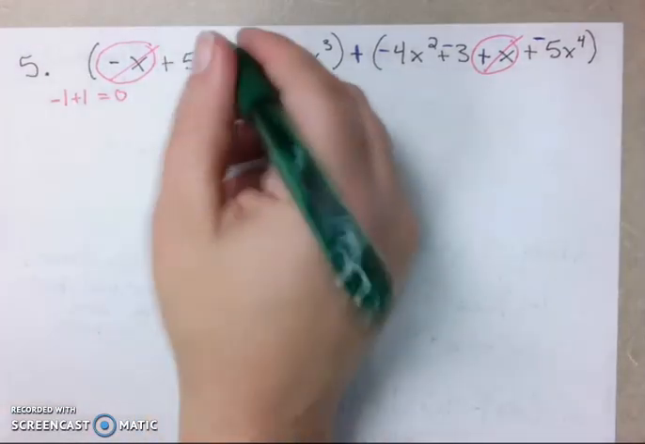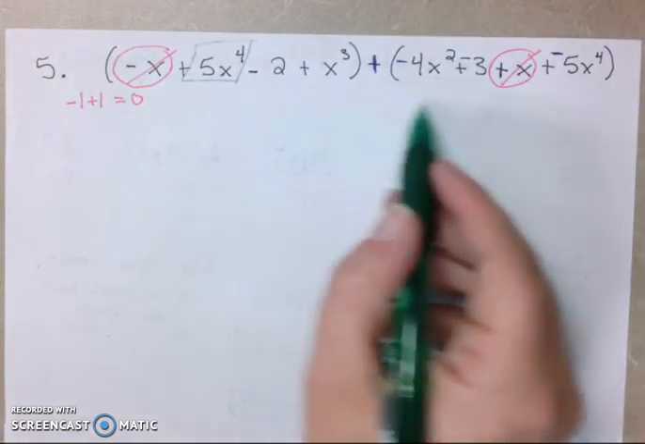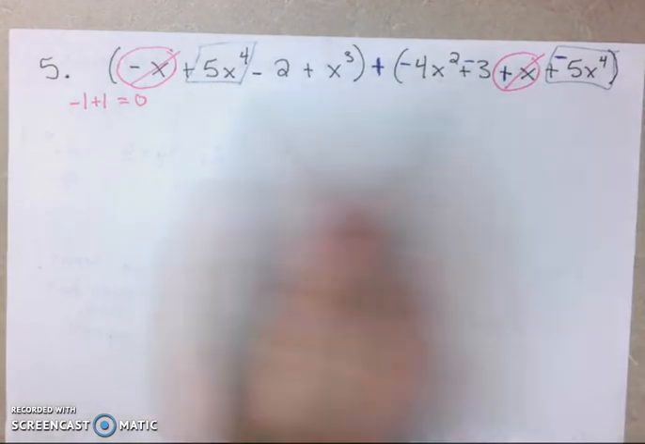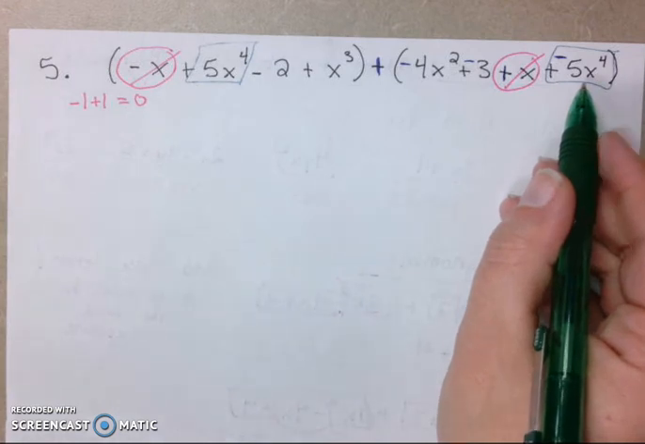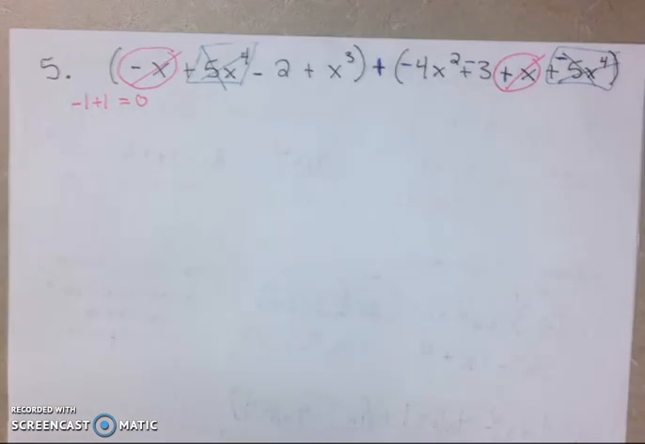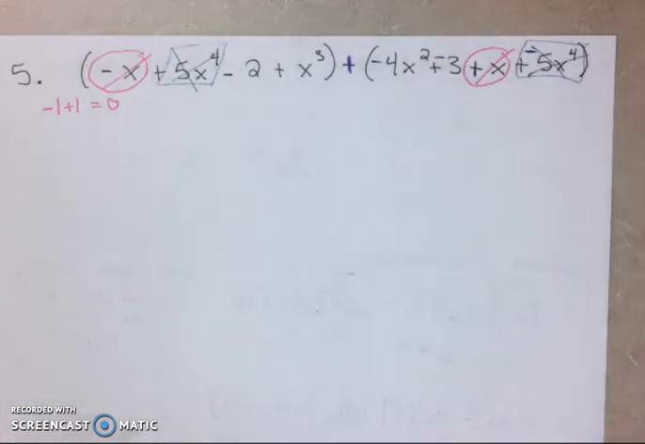Okay. x to the fourth. Where do I have x to the fourth? Right here. 5x to the fourth minus 5x to the fourth. 5 minus 5, that's also 0. Those cancel out. They're gone. Wow. Okay. This problem's interesting.